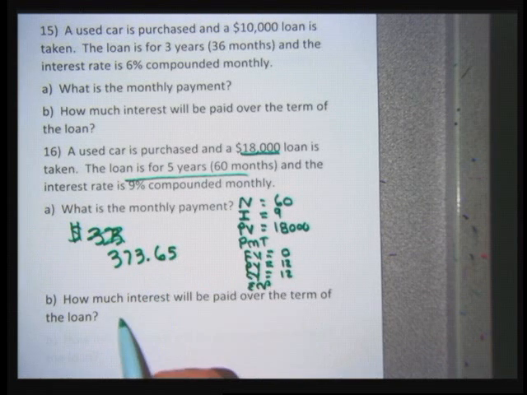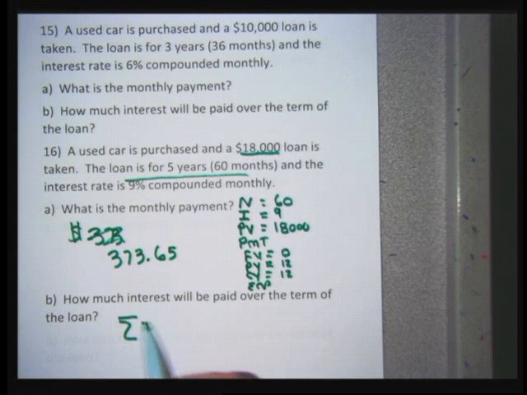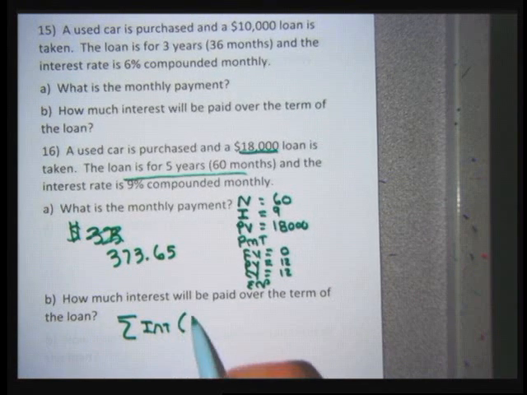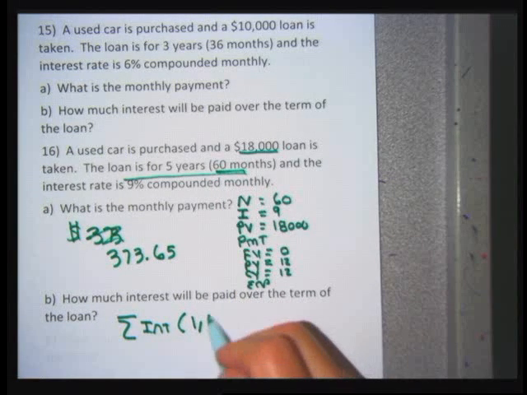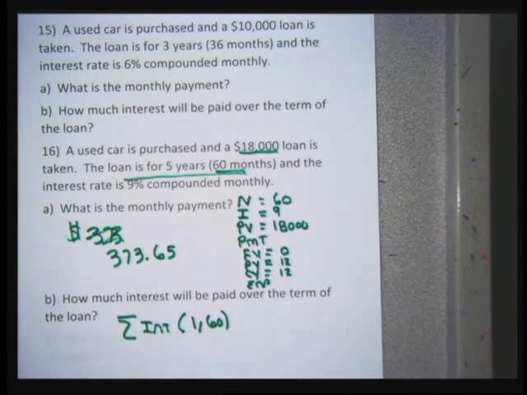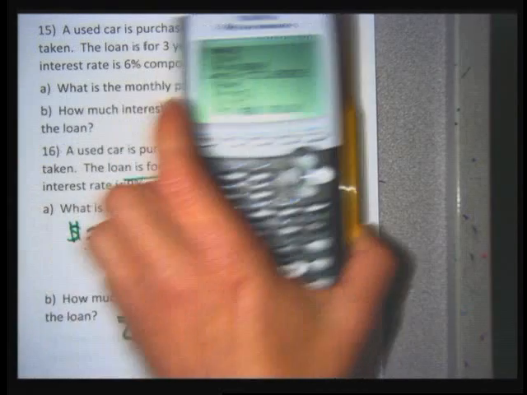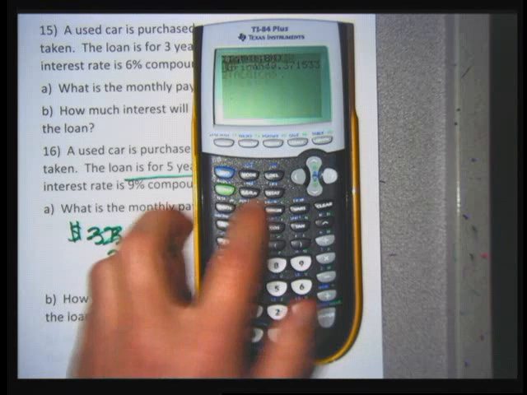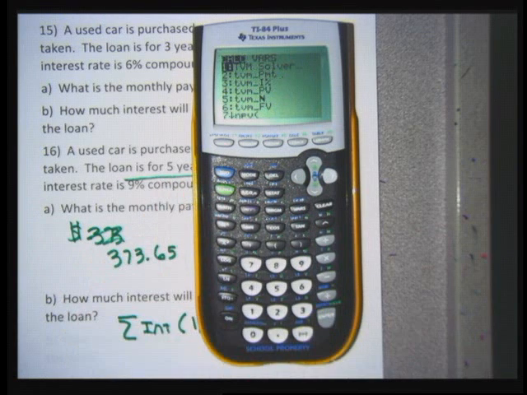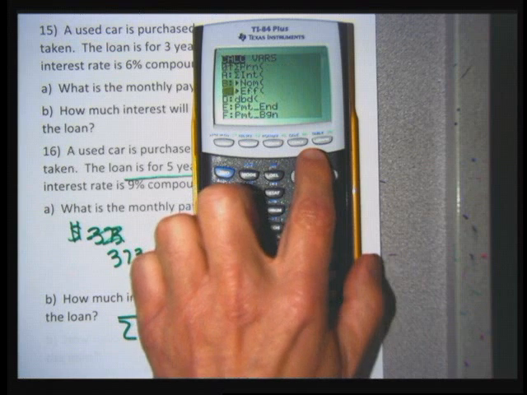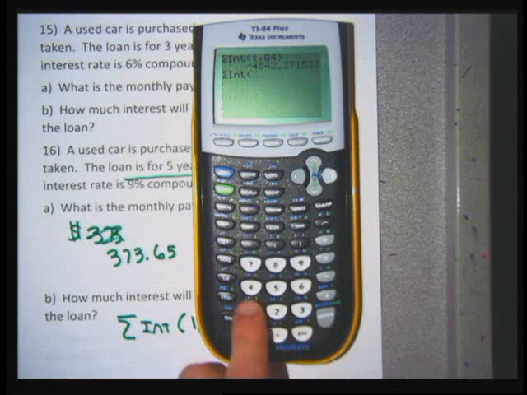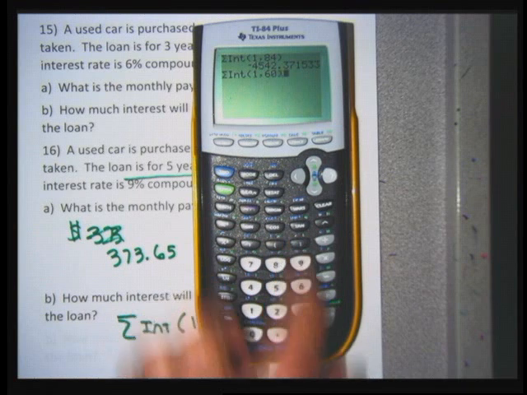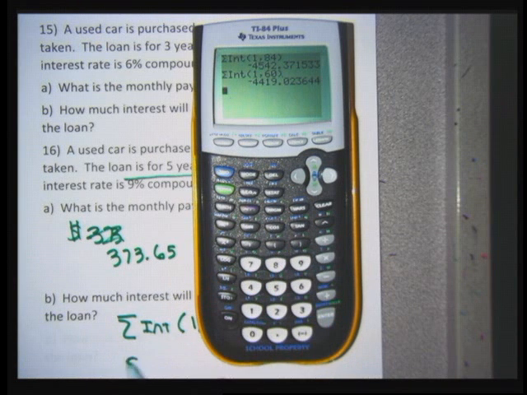And then how much interest will be paid over the life of the loan? I'm going to do sum of interest, starting with the first payment, and this is a 60-month loan, ending with the 60th payment. So, second quit, apps, finance, go up to find sum of interest, 1 comma 60, and I get $4,419.02. That's a lot of interest.